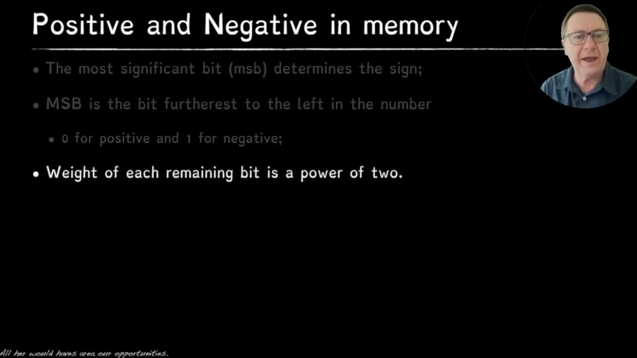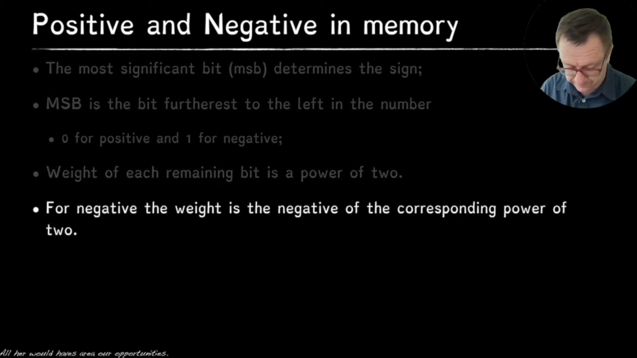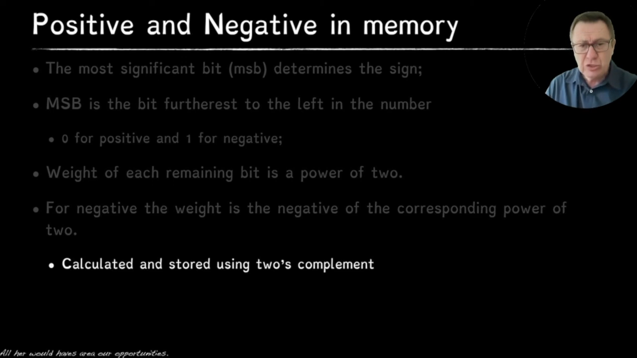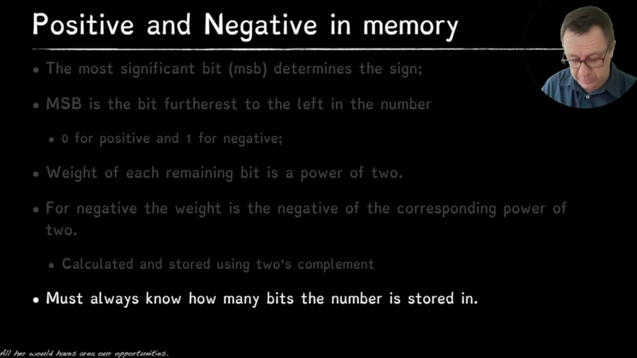And then the weight of each remaining bit is again the standard power of 2. Now, for negative, the weight is the negative of that corresponding power of 2. So to do this, we calculate and store using what's known as 2's complement. And how does this work? We're going to dive into it.